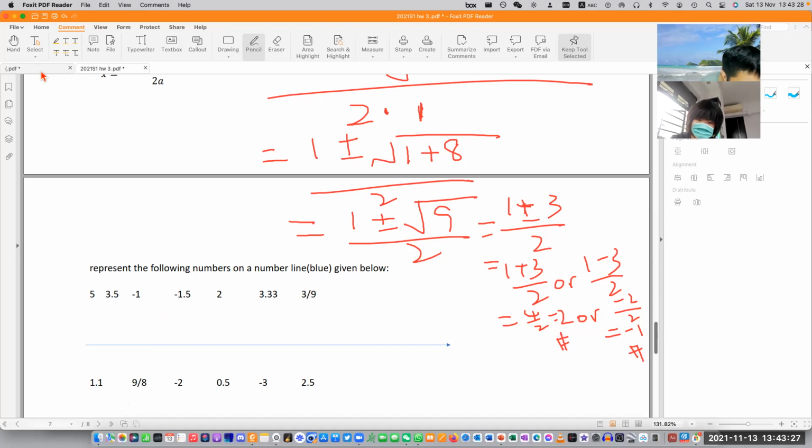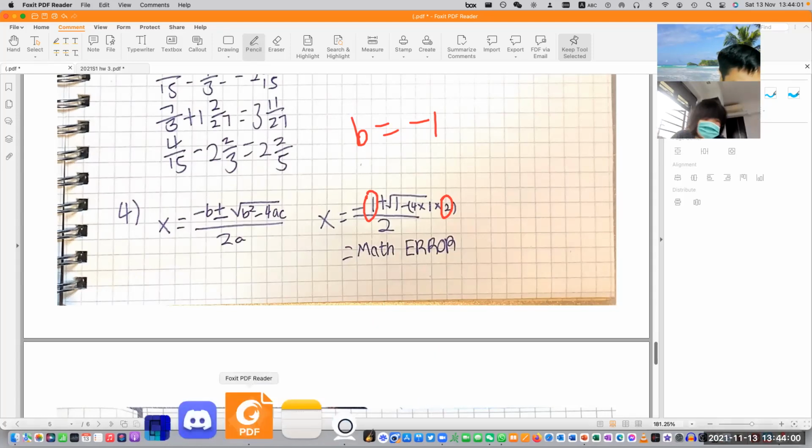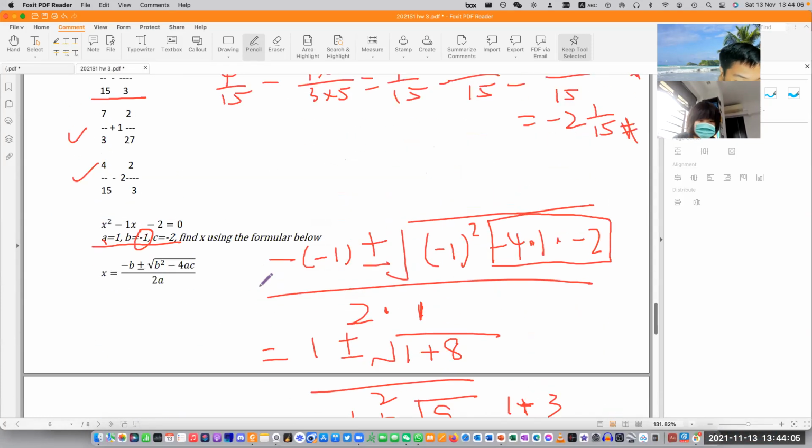Let me see. Do you know why you are wrong here? Because your C is wrong, and your B is also wrong. Isn't it supposed to be 1? B is minus 1. Okay, so how you do this question is this. What is minus 1? Good. Let's look at the question again. In fact, this is a very common mistake.